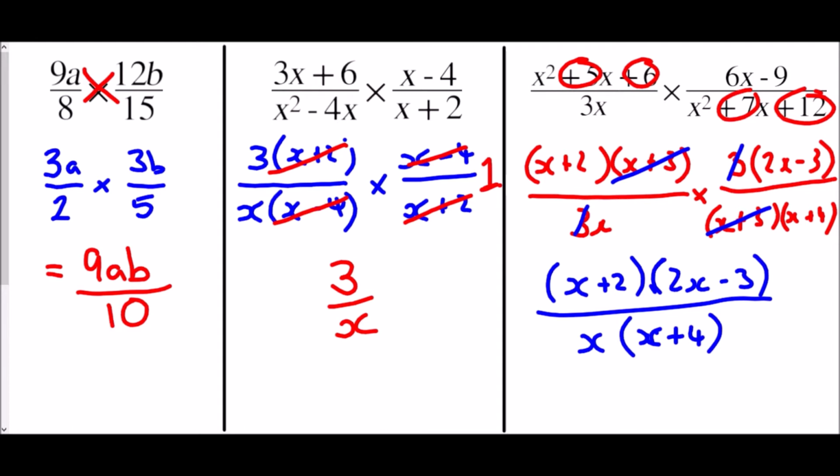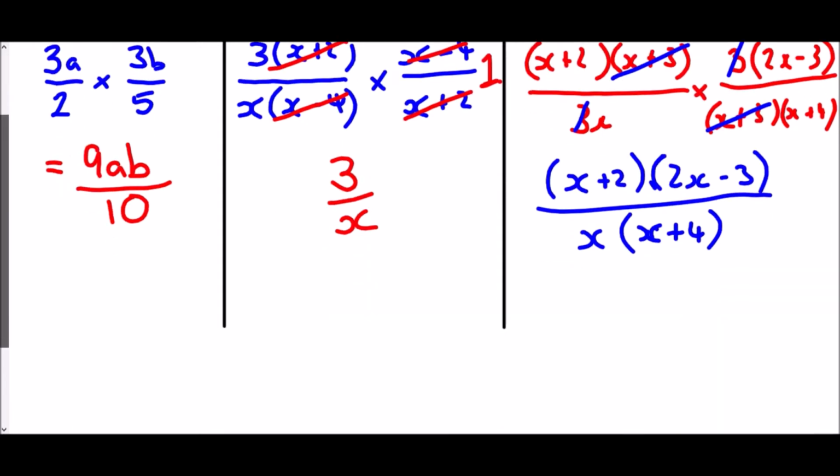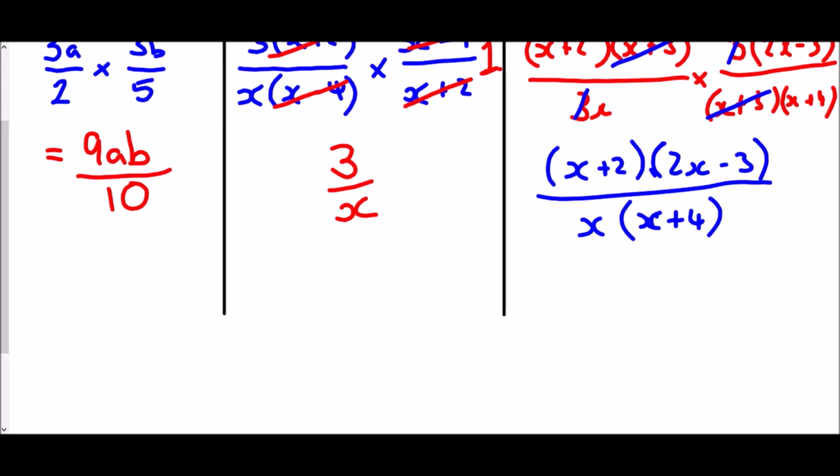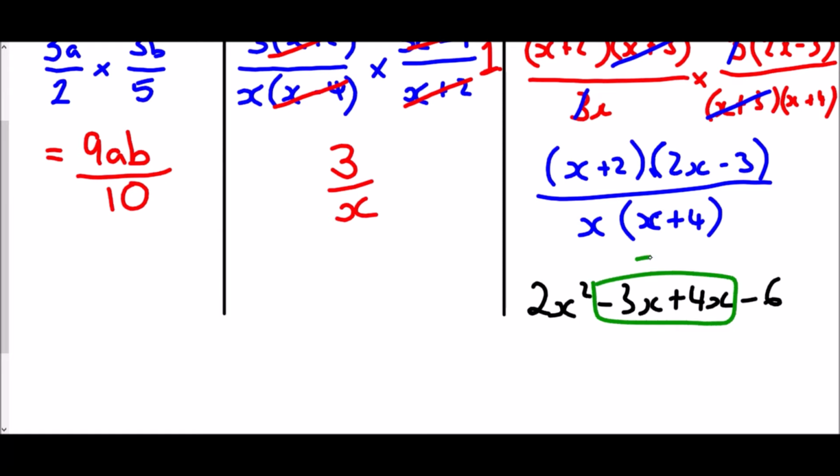Now that is a perfectly acceptable answer. We could leave it as that. It may be though that we're asked to show that this is a certain form, so you may need to expand out the brackets. In this case we'd get 2x squared, take away 3x plus 4x, take away 6, and this piece here would simplify to plus x, and that would all be over x squared plus 4x. And so that is another version of exactly what we've got above.